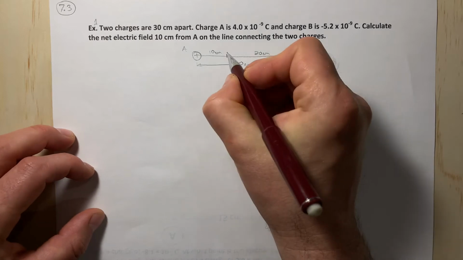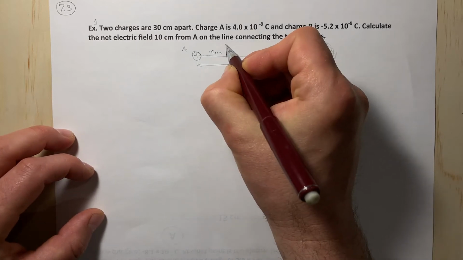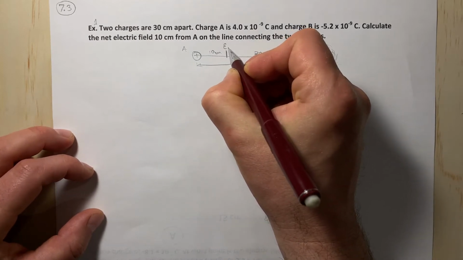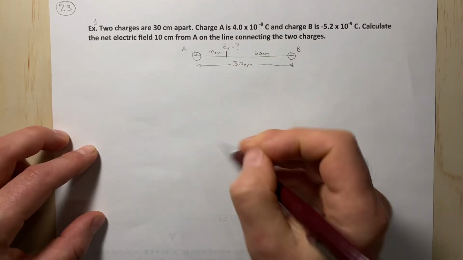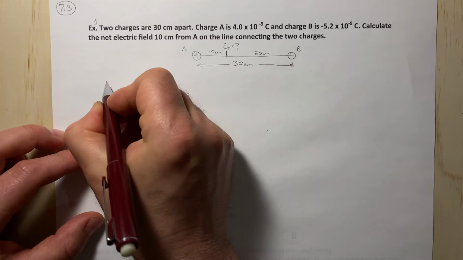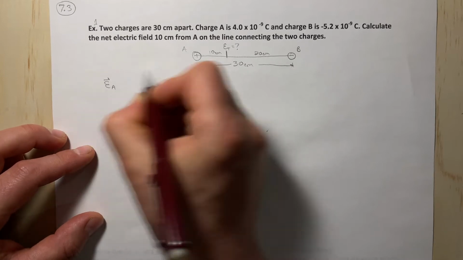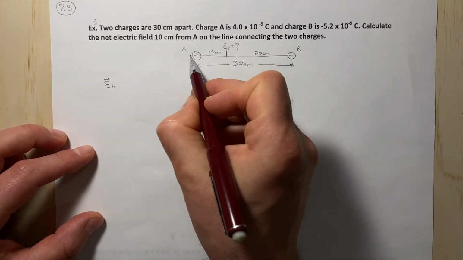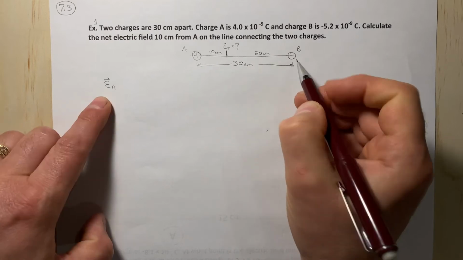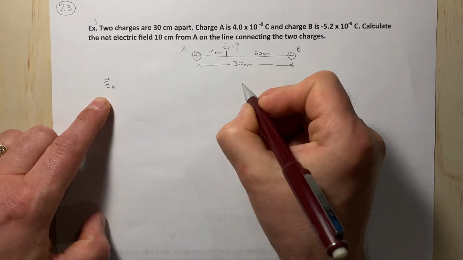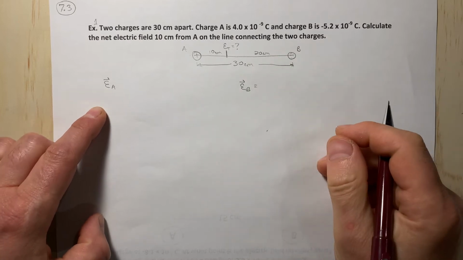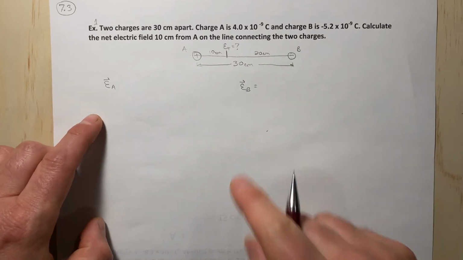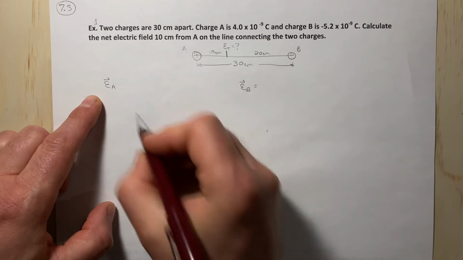We're trying to find right here at this location, what is the net E field, E total, or sum of E? In order to know that, we're going to have to find out what is the E field due to A. So what E field does this guy have here? We're also going to have to say what E field does B have, so EB. We're going to find each of those things. Then we have to add them together as vectors because they are both vectors.